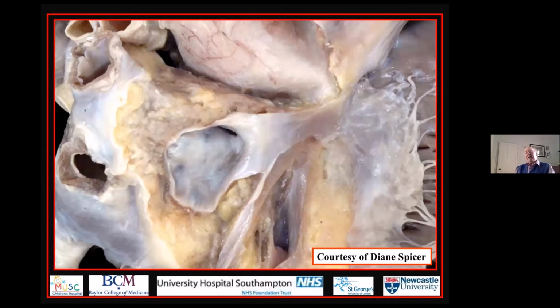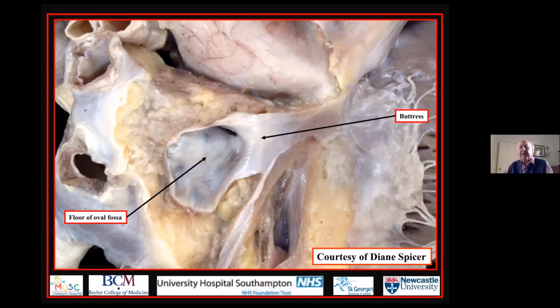So here it's the same heart. It might be difficult for you to appreciate that, but what she's done, she's cut away all the walls that are not septal. So there you see again the primary component of the atrial septum is the floor of the oval fossa. And now left behind there, we see that buttress of the atrial septum. As I say, this is the true second atrial septum.